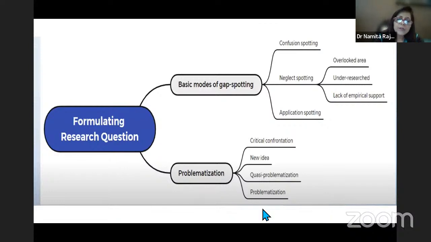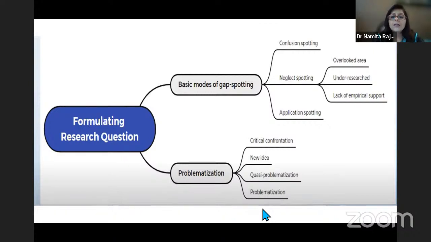When you talk about gap spotting, the first is confusion spotting, the second is neglect spotting, and the third is application spotting. Neglect can be something which is overlooked, something which is under-researched, and something which does not have any empirical support. So the first part of the diagram is all about finding the research gaps. The second way of finding the research gap is problematization.